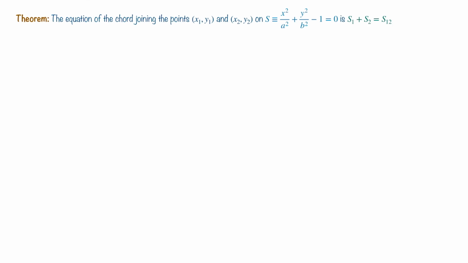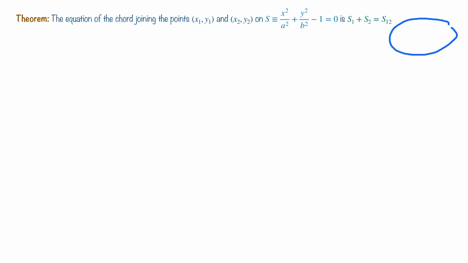Okay, theorem: the equation of the chord joining the points x1, y1 and x2, y2 on ellipse S equal 0 is S1 plus S2 equal to S12. Here S equal 0 is the standard ellipse equation x square by a square plus y square by b square minus 1 equal to 0. Okay. You can also say it as secant equation. Okay. It is a line equation, right? Line passing through x1, y1, x2, y2. These two are points on the ellipse.